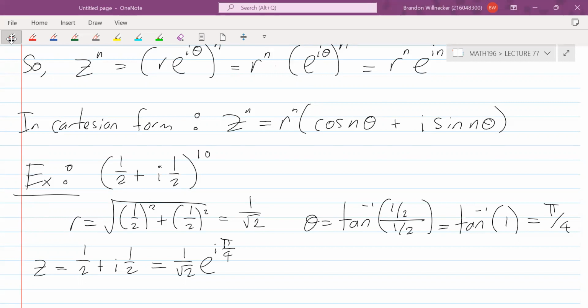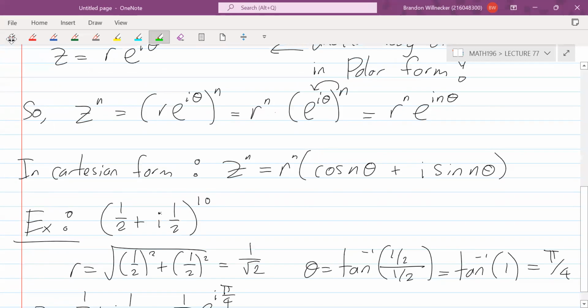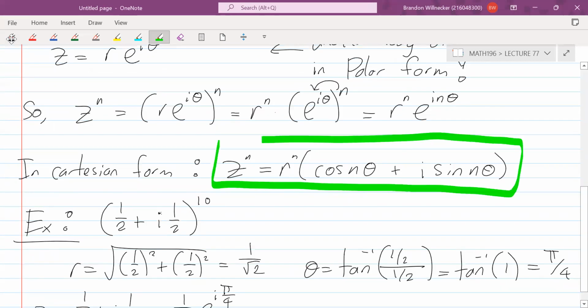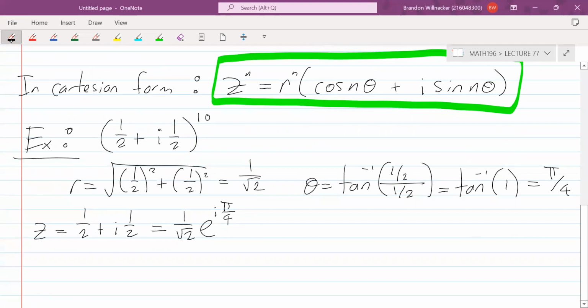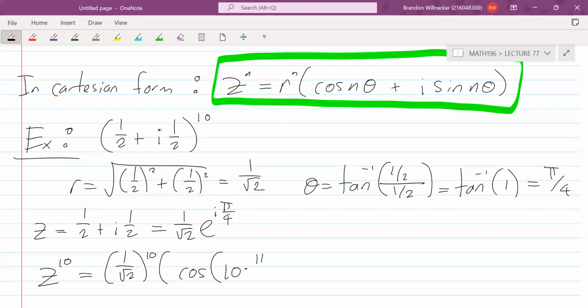Now, if we want to calculate this complex number to the power 10, we can just use this formula that we came up with over here. Okay, so z to the 10 is going to be r to the 10. So (1 over root 2) to the 10 times cos of 10 times pi over 4 plus i sine 10 times pi over 4. Okay, because it's n times theta in both cases.